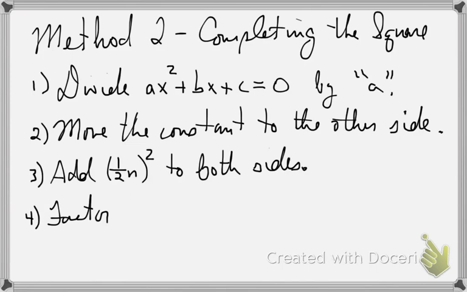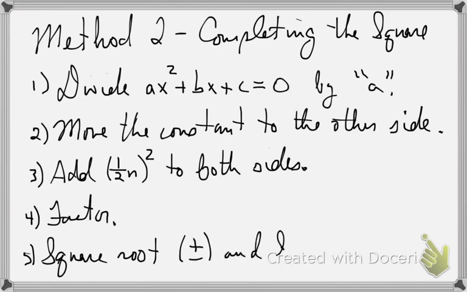Well, I'll just leave it as factor. Then square root and solve. And remember with that square root property, you pick up a plus or minus. Because what are the square roots of 25? 5 and negative 5. Both of them square to 25. So when you use that square root property, it's always plus or minus. All right, so this is method 2. A little more complicated than factoring, but the upside is it always works, no matter what. All right, so there's comfort in that.